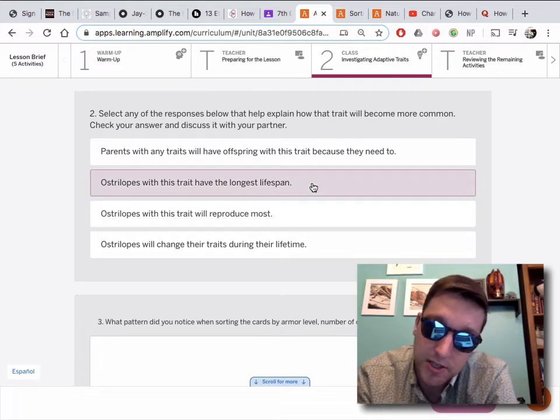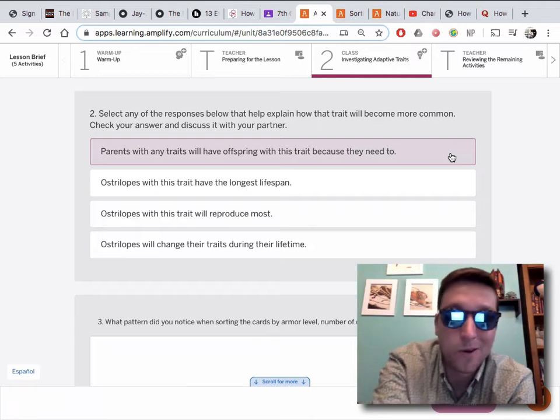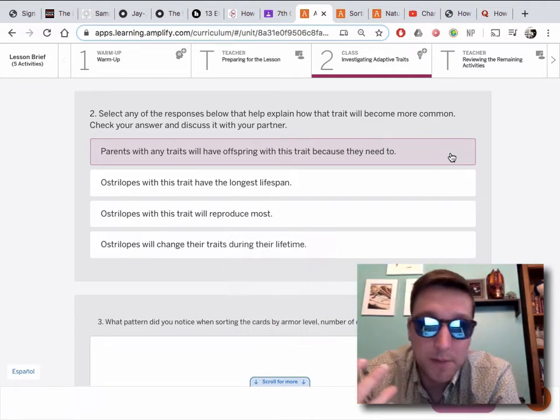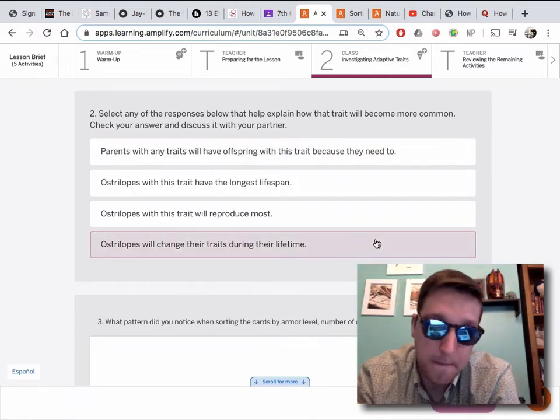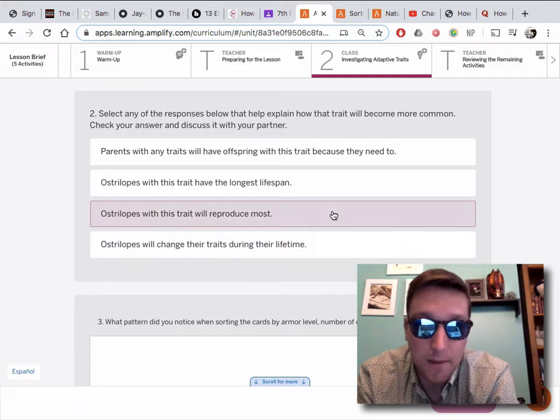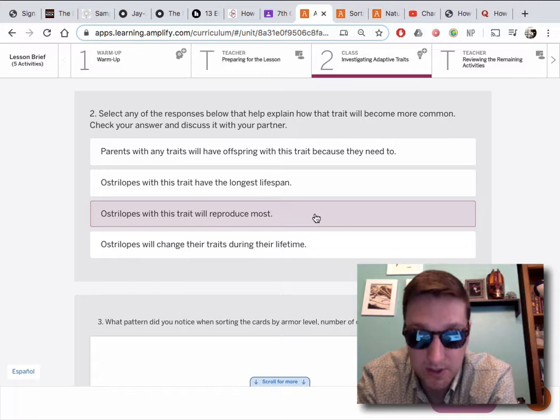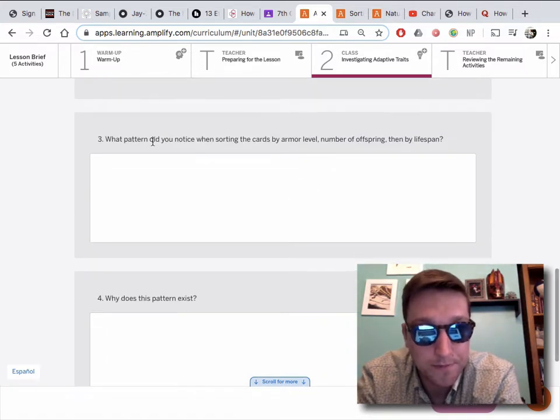Natural selection is not just about living a long time and not reproducing. Natural selection is not about having a trait because you want it. Natural selection, you definitely can't change a trait during your lifetime. It's really about surviving, but more importantly, reproducing. So you pass on your genes.